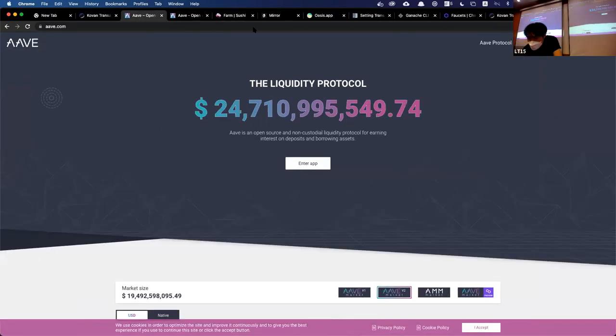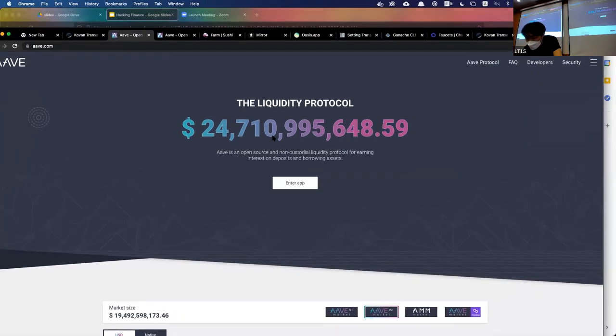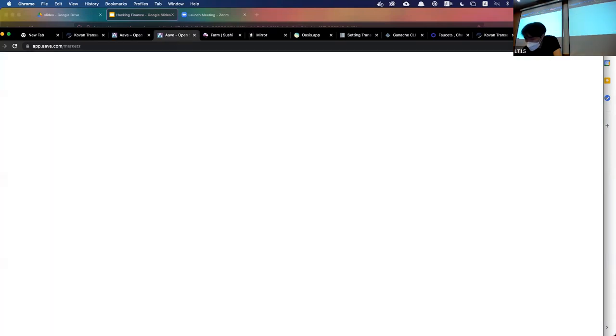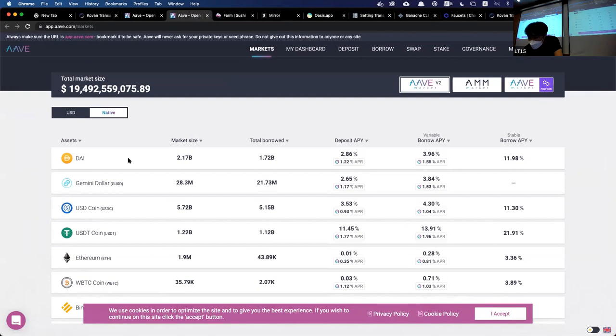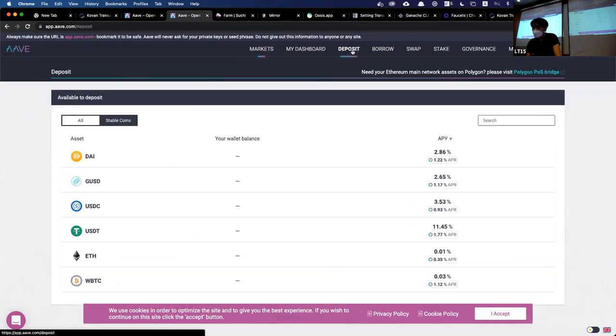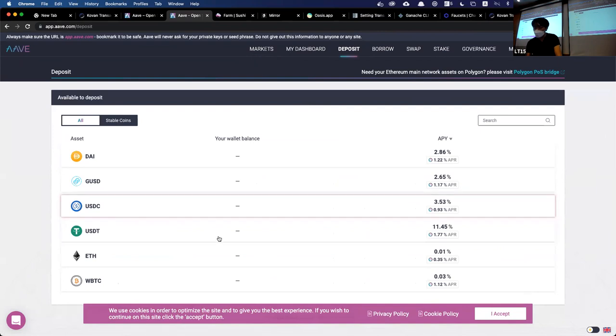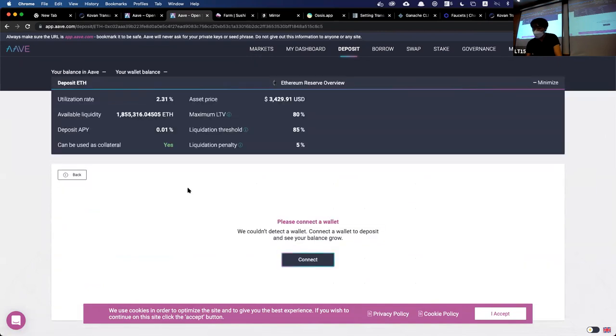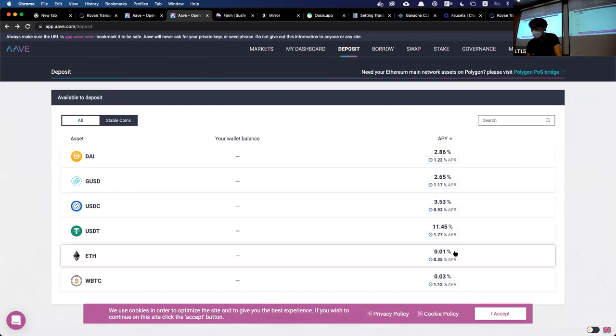So this is Aave, a protocol for people to lend and borrow. Right now there's around 24 billion in the entire ecosystem. In Aave itself, you can deposit your tokens into their platform. For instance, you could deposit your ETH, and you can get a certain return for your tokens.